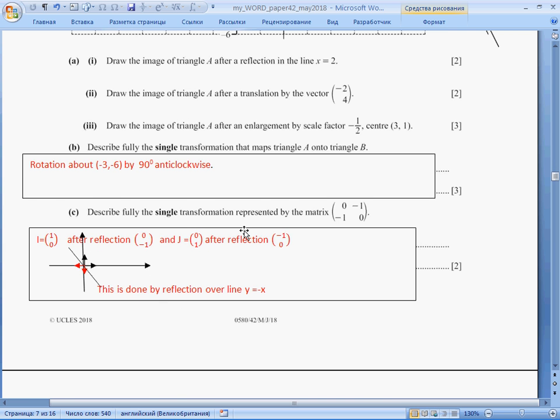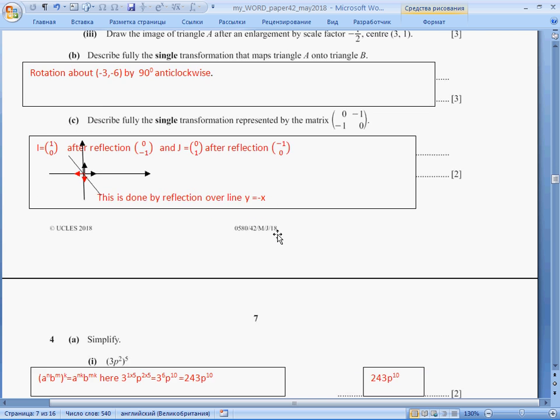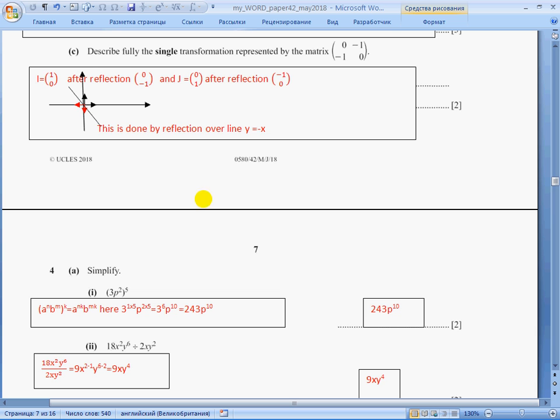Describe fully the single transformation represented by this matrix. So for this we recall the base vectors. I, coordinate (1, 0), becomes (0, -1). So this vector becomes this vector. J, (0, 1), becomes (-1, 0). So that vector turns into that vector. So this is because we have a reflection over y equals minus x.